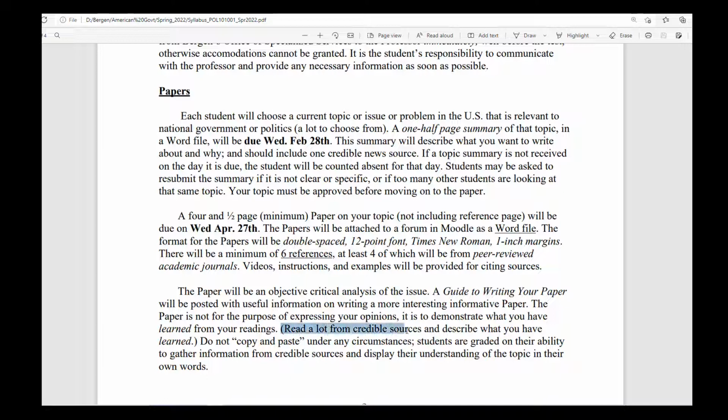So the bottom line is to read a lot from the credible sources that you have found and describe what you have learned. Do not copy and paste anything. We'll talk here in a few minutes as far as citing your sources briefly within the text. And then, of course, we've already talked about how to cite them on your bibliography. We'll look at that again here in a few minutes. Now let's look at a few slides that I talked about previously in a video on your paper.